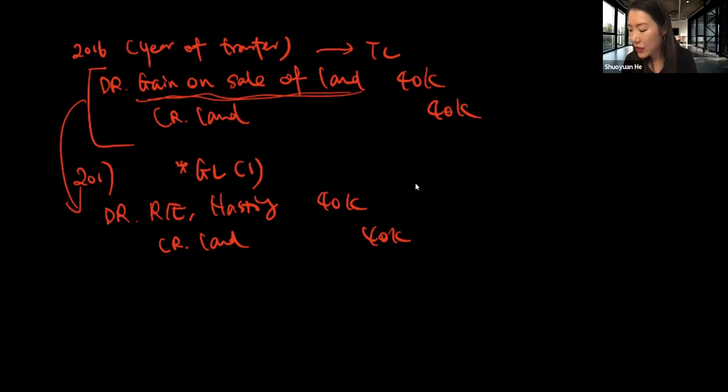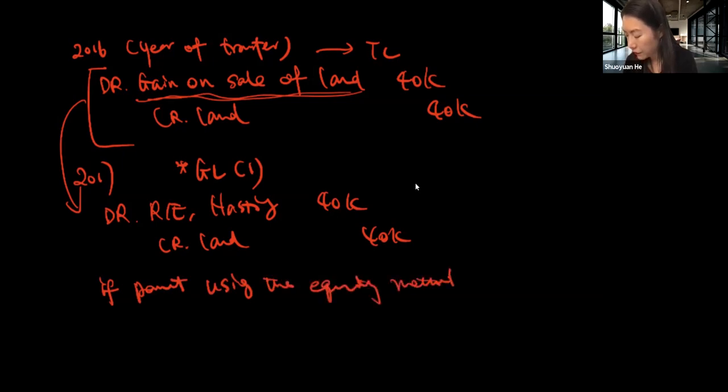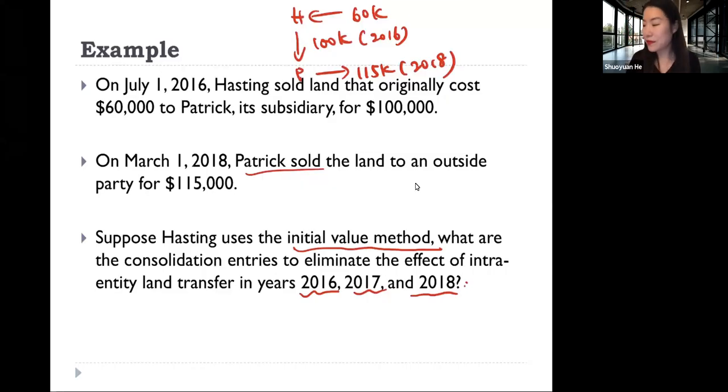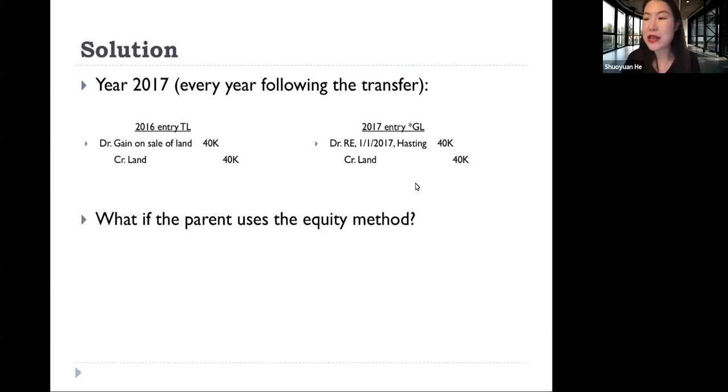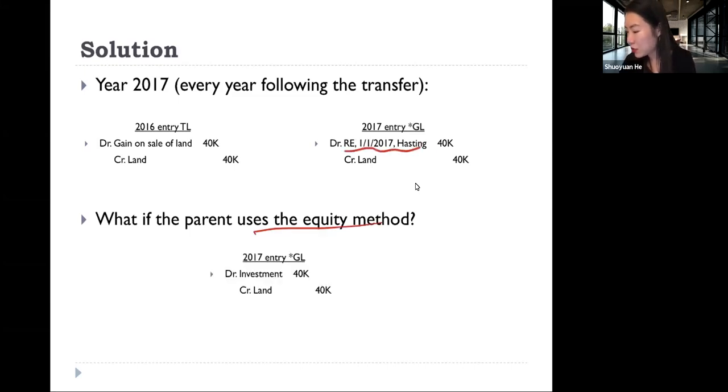And then, what if the parent is using the equity method here? If the parent is using the equity method, instead of debit retained earnings, we simply would debit the investment account instead. So this is in the year 2017.